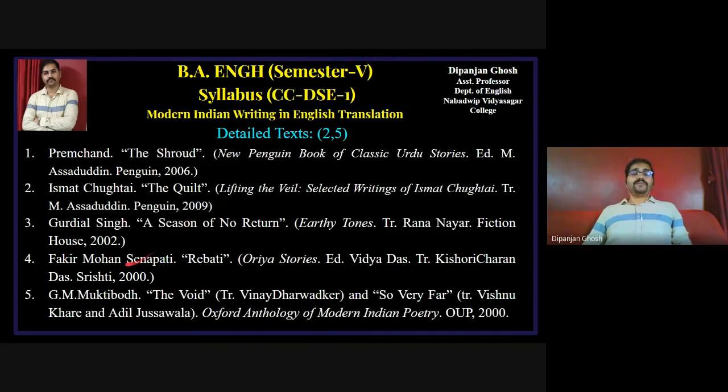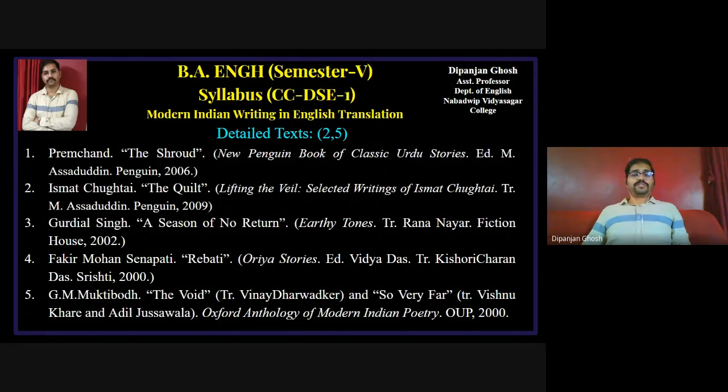The next text, as you can see here, is by Gurdial Singh, and the name of the text is A Season of No Return, right? It was published under Early Tones and translated by Rana Nair. It was published by Fiction House in the year 2002. The next text was Fakir Mohan Senapati's Rebati. It was an Oriya text, published in the book Oriya Stories, edited by Vidya Das, translated by Kishori Charan Das. It was published by Srishti in 2000.